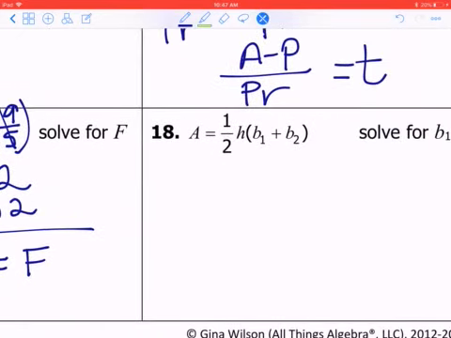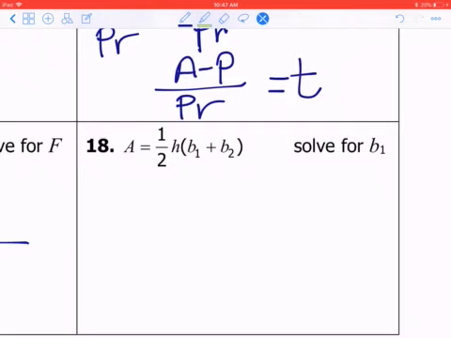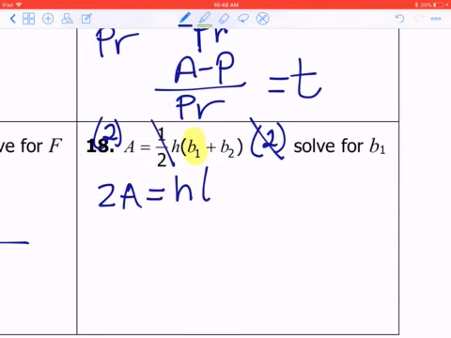Lastly, we have area equals half of the height times base 1 plus base 2. Another formula you're going to see next year in geometry. So I'm solving for base 1, which is b1. My first step is to get rid of the fraction, so I will multiply each side by 2. 2 times a is 2a. My fraction cancels, and I'm left with h times b1 plus b2.